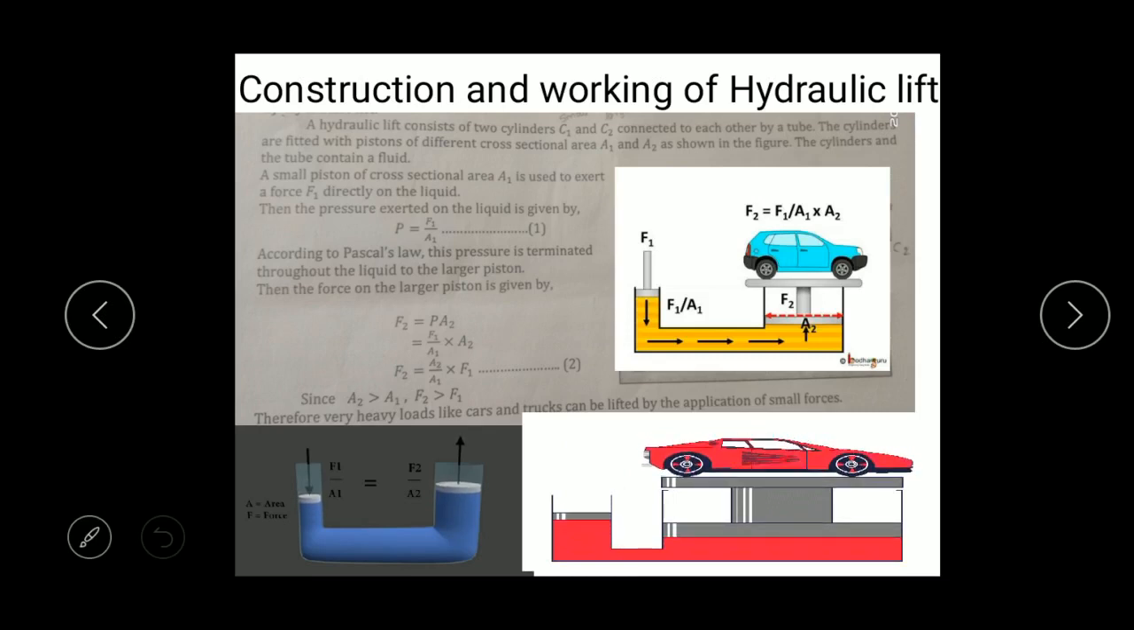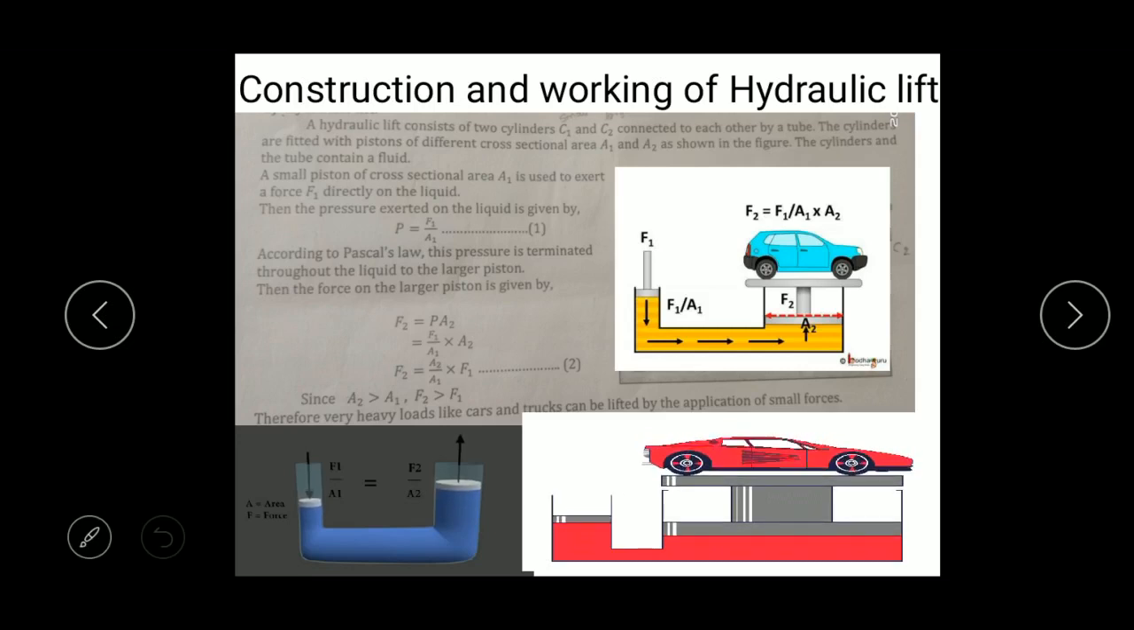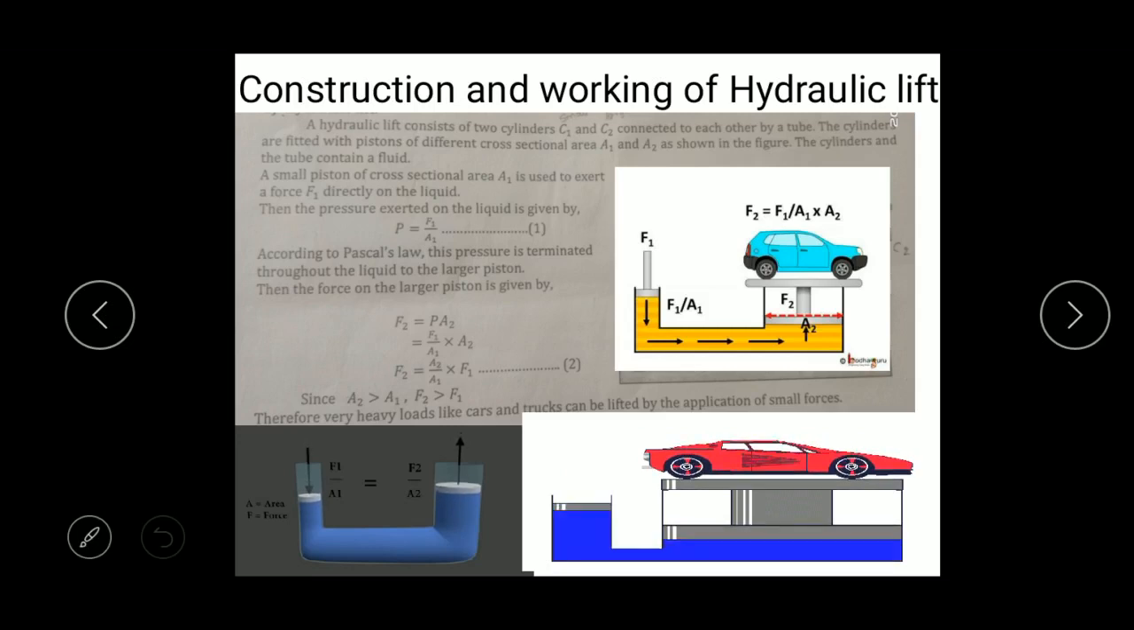piston. So this can be used to lift the heavy load placed on the platform of a large piston. Therefore, heavy loads like cars and trucks can be lifted by the application of small forces. That is the application of Pascal's law, that is called the hydraulic lift.